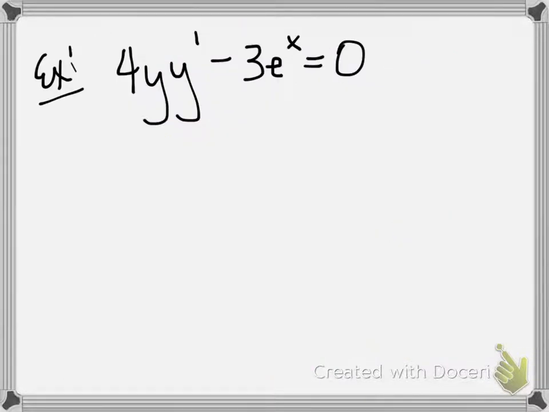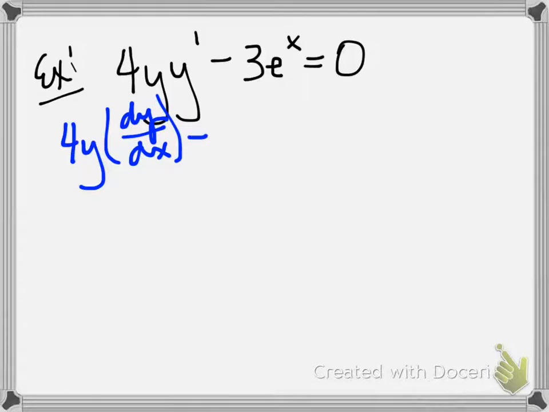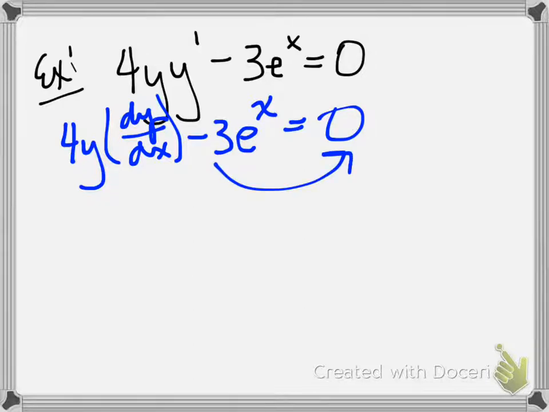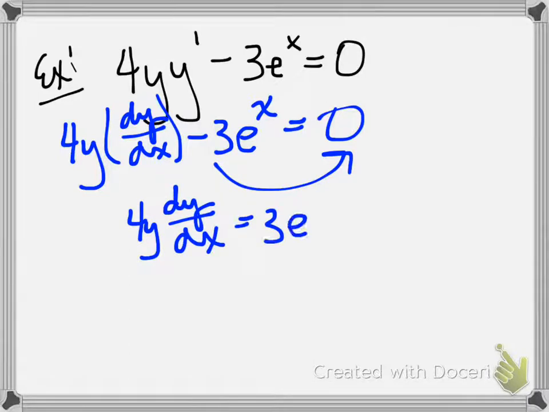Alright, so first of all, on this problem, I'm going to change my y prime to dy dx. Probably hear my daughter screaming in the background. That's always fun. The first thing I'm going to do is add the 3e to the x to the other side. So 4y dy dx equals 3e to the x.